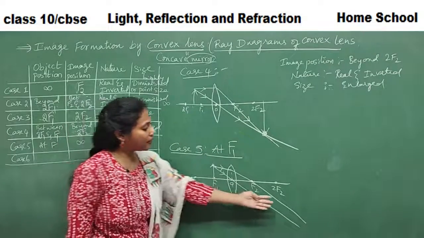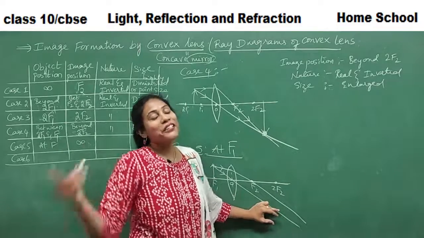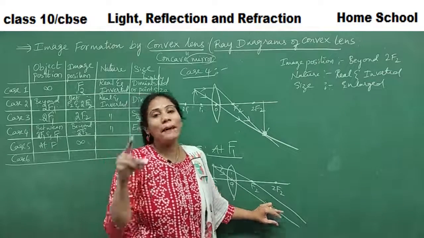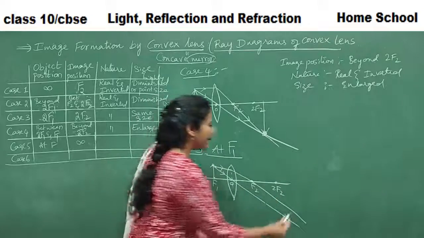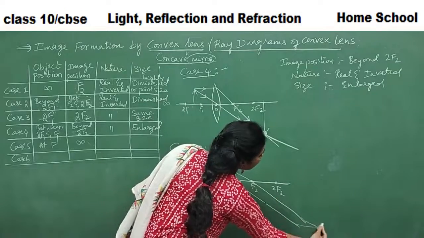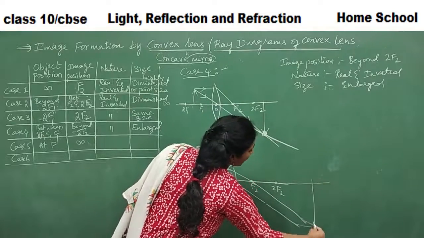Okay, where are they meeting, guys? You see, the two rays are actually parallel to each other. During the mirror's time, I told you, parallel rays, somewhere at some point they will meet. Okay, imagine they go and they meet at this point. So what happens? This much big image is formed.